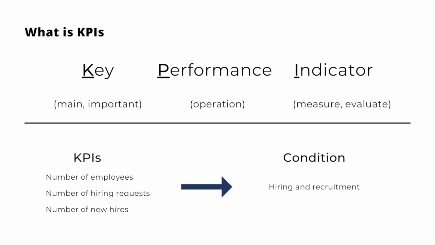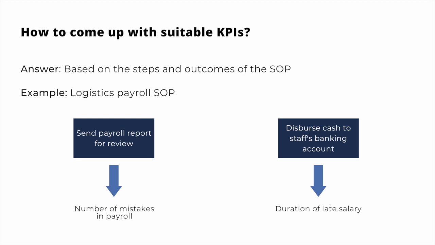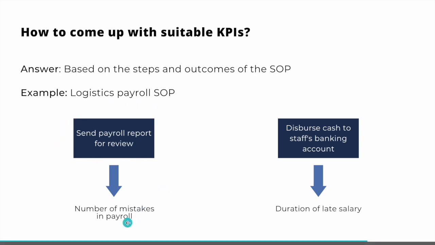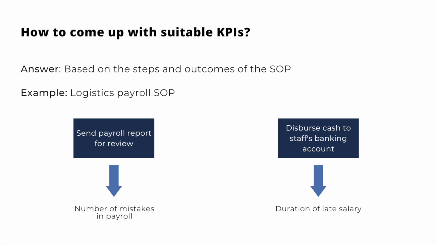So how can I come up with a suitable KPI? Well, the steps and the outcomes of the SOPs are great input for developing KPIs. For example, based on the payroll for logistics, the number of mistakes found in the payroll report could be a useful KPI. If this number is regularly high, then we need to solve this problem. If it is low, then I know that we're doing a good job.